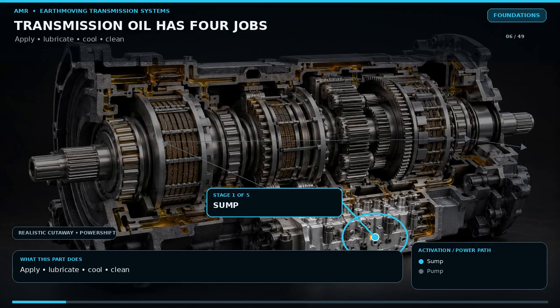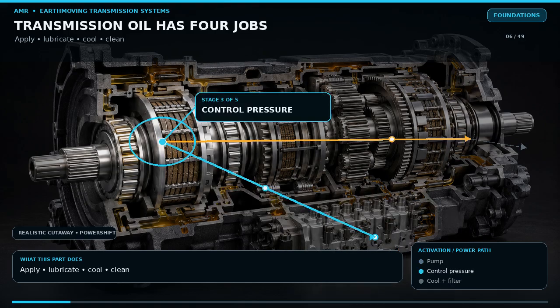Transmission oil is not merely a lubricant. A charging section of the pump supplies control pressure. That pressure fills clutch pistons and moves valves. A lubrication circuit feeds gears, bearings, bushings, and clutch plates. A cooling circuit carries heat to an oil cooler, and filters remove damaging particles. Some large machines also use scavenge pumps to return oil from low housings to a tank or main sump.